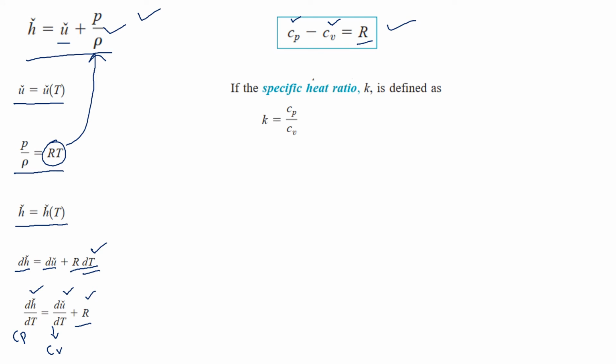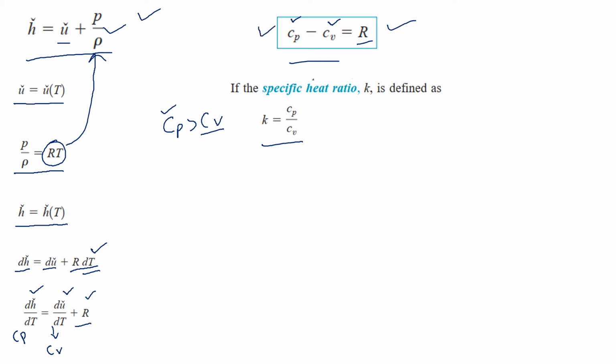Then if we talk about the specific heat ratio of these two specific heats, Cp can be arranged over Cv. Please remember that Cp is always greater than Cv, because in Cv we are only adding heat, but in Cp we are also doing work on the system. So Cp will always be greater than Cv, and we can write this ratio like this.